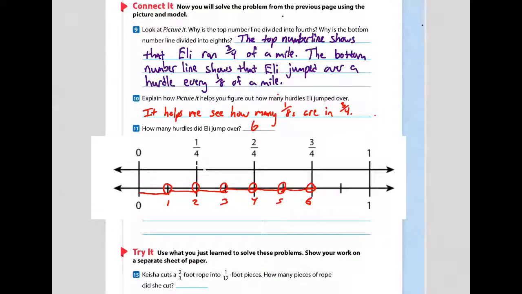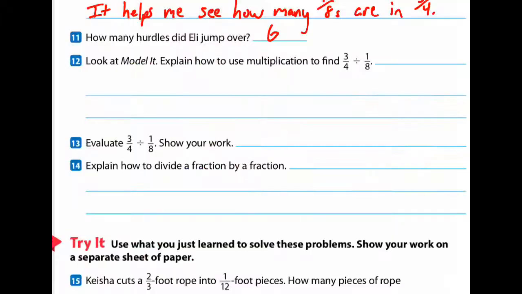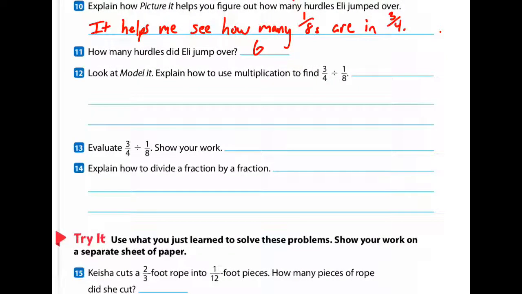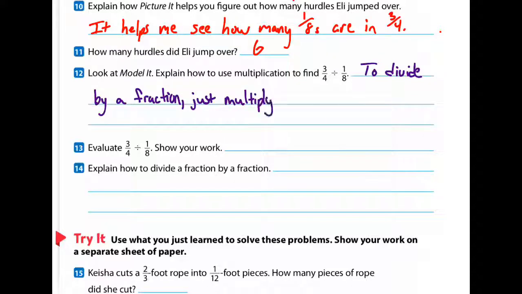So let's talk about 12, 13, and 14. In 12, it says, look at model it, explain how to use multiplication to find 3/4 of 1/8. Now, I don't need to look at the model it for this, but to use multiplication, remember, to divide by a fraction, you multiply by its reciprocal. So I'm just going to say exactly what I said. To divide by a fraction, just multiply by its reciprocal.